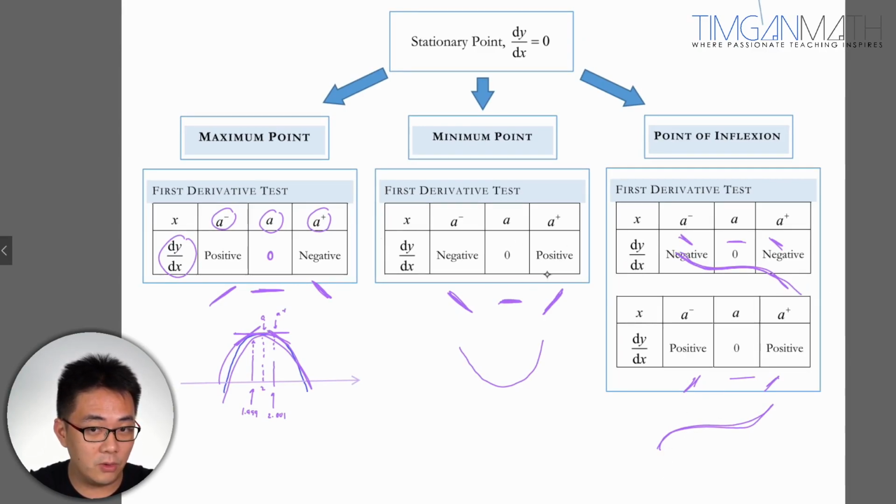Whereas negative, 0, positive in terms of a gradient is actually a minimum point. Positive, 0, negative is a maximum point. So that's how you test for your first derivative test.